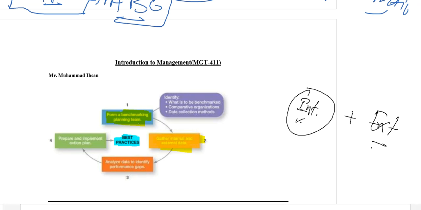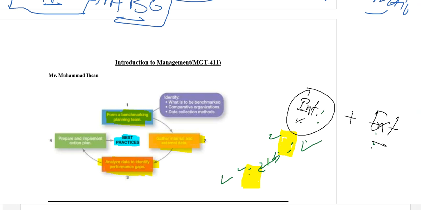Number three, analyze data to identify performance gaps. We can see that the quality is at the top and our performance is a bit below. Then we have to see that there is a gap between the standard or good quality and our performance. So we have to analyze these data to understand the gap between the quality and our performance.